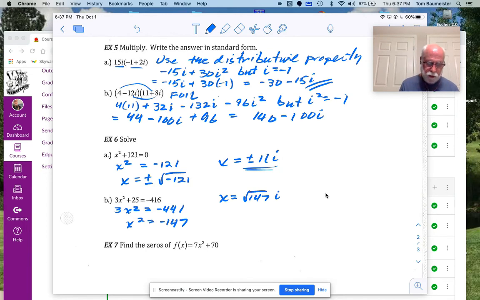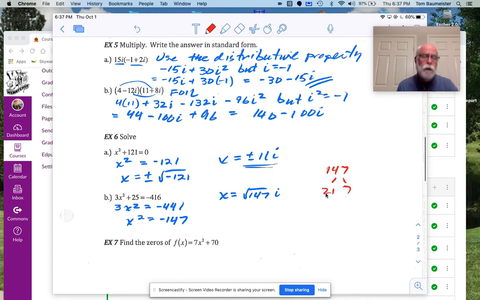And let's see here, what can we do with 147? I didn't write it down, so I'm going to have to do a factor tree again. So I'm going to do 147. Well, let's see, that would be 7 times 21, wouldn't it? And 21 would be 7 times 3, or 3 times 7. There's my matching pair. So I can write this one here then as 7, right? i root 3.